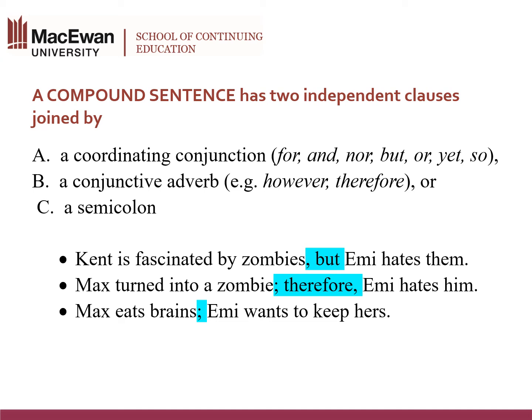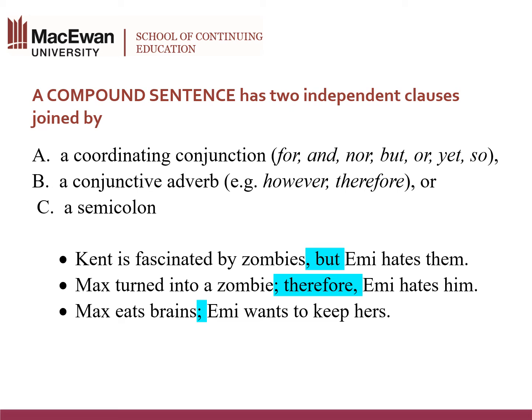So here are some examples. The first one is the FANBOY, a coordinating conjunction, but. Kent is fascinated by zombies, but Emmy hates them. The second one is a conjunctive adverb. Max turned into a zombie; therefore, Emmy hates him. Now look at the punctuation here. This is important. We need that semicolon and we need the comma. So here we have the semicolon and here we have the comma. Those are important for that pattern.